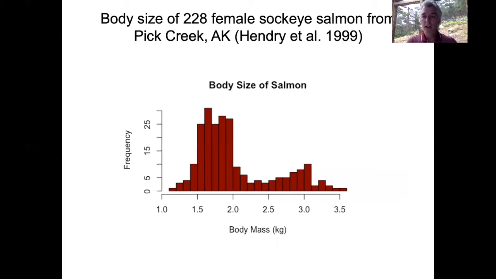Now with a histogram, these don't necessarily need to follow discrete integer values along the x-axis. The bins of observations can span lots of different ranges that don't correspond to integer values. Here we have a histogram of the body masses of female sockeye salmon from Pick Creek in Alaska. And in this case, each of the bars represents bins of 0.1 kilogram ranges.